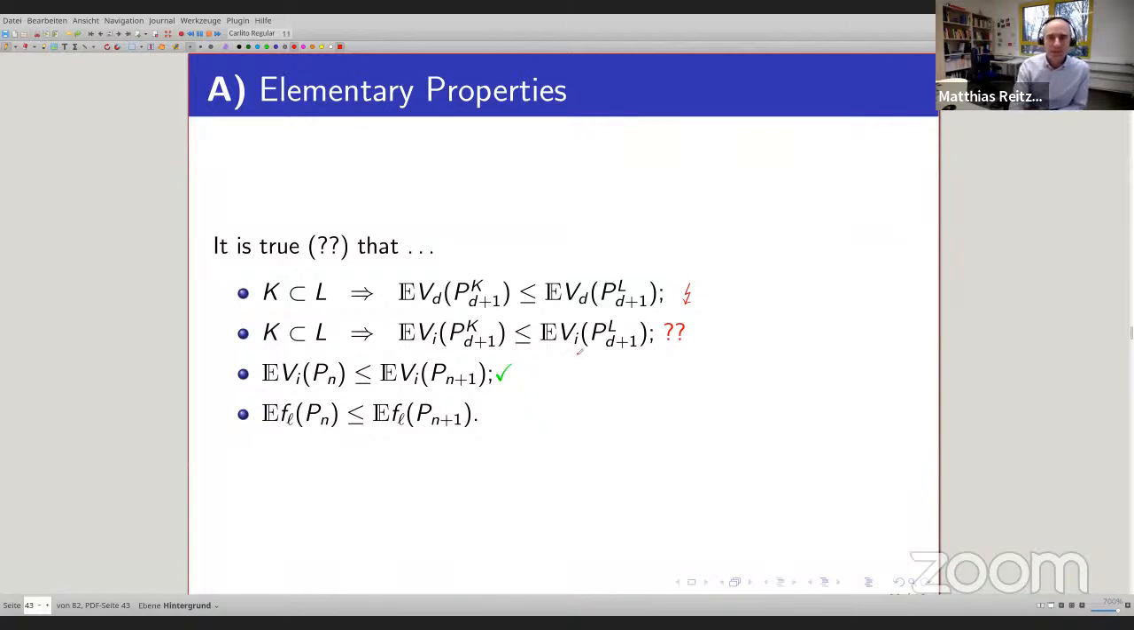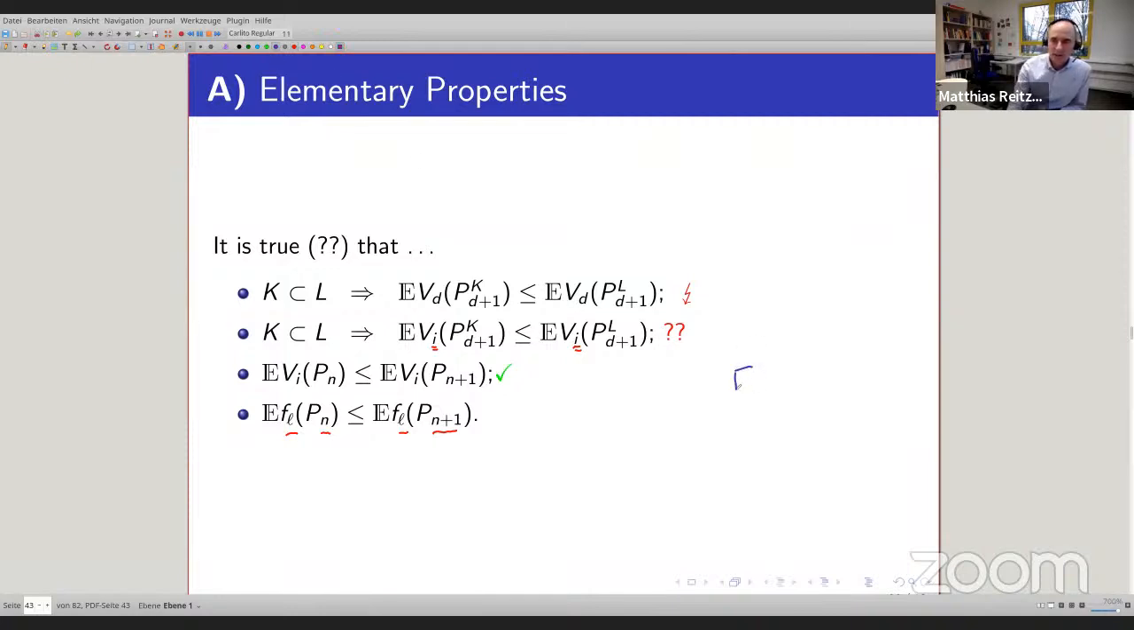What is open is if one is interested in the ith intrinsic volume. For example, surface area is something which is open. For the third monotonicity property, that it holds was trivial. And then the last monotonicity property: what happens for the number of edges, vertices, faces, facets? If I increase the number of points from n to n plus 1, does the number of vertices increase? And it is quite clear that this is not true in general.